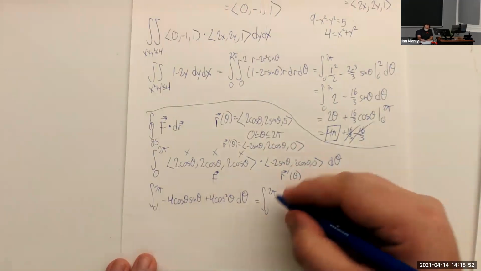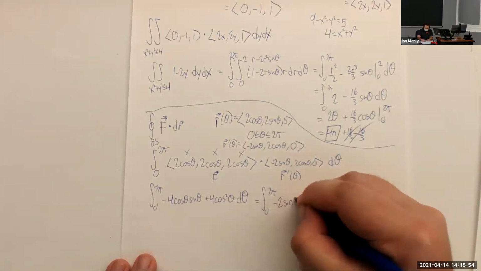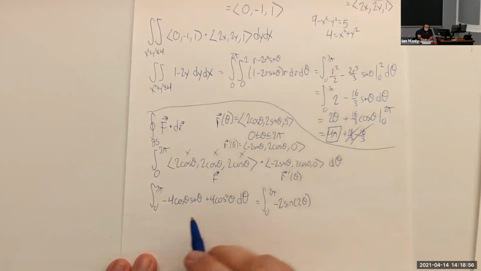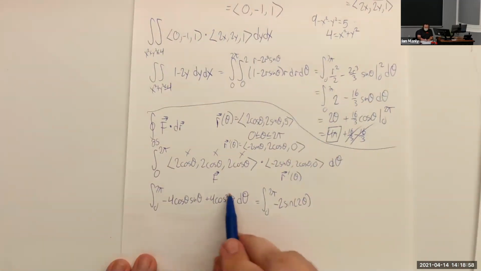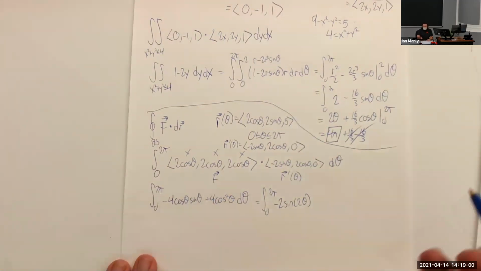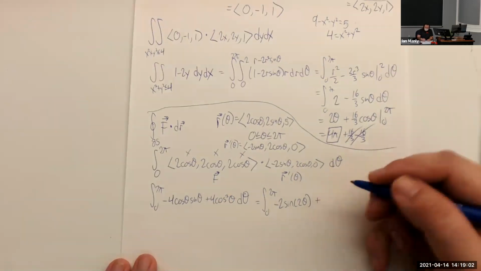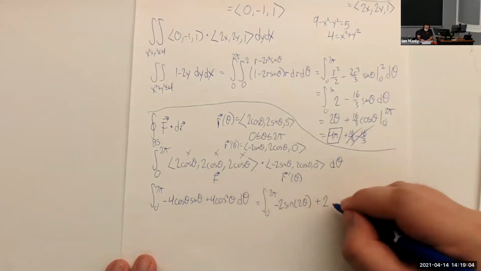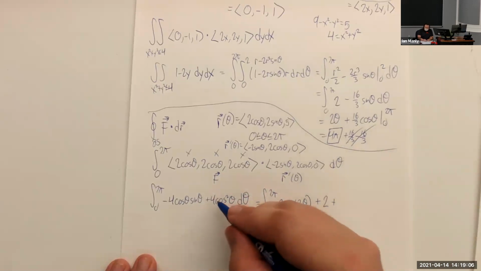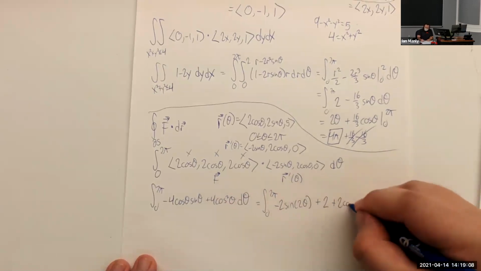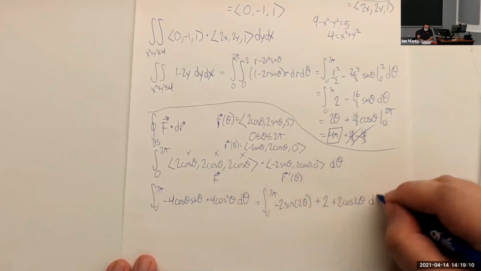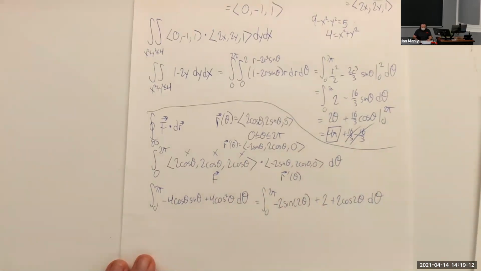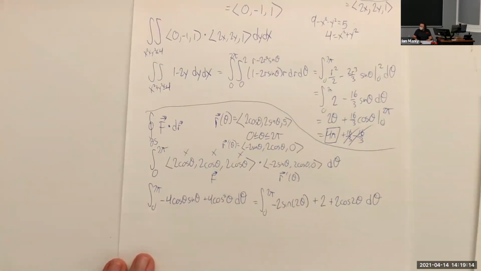-2 sine of 2 theta. Absolutely. So we're going to use the double angle identity for sine right here. And then for this, we're going to use the half angle identity. So we're going to have 4 times 1/2, which is 2, and then plus 4 times 1/2 cosine of 2 theta. So this is what we're going to integrate here.